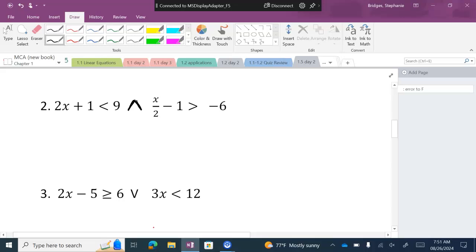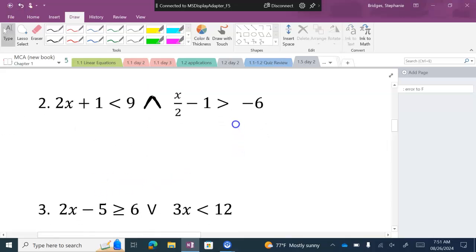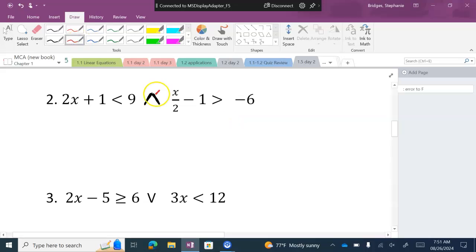So if the V meant OR, what do you think the upside down V means? So that means AND. What AND means is both of the inequalities have to be true at the same time. Okay? Think about it as AND. I'm holding on to both of them, the upside down V. I want them both at the same time. I want to go to dinner and I want to go to a movie. Okay? Or I don't care. It's one or the other. But AND, we have to have both.